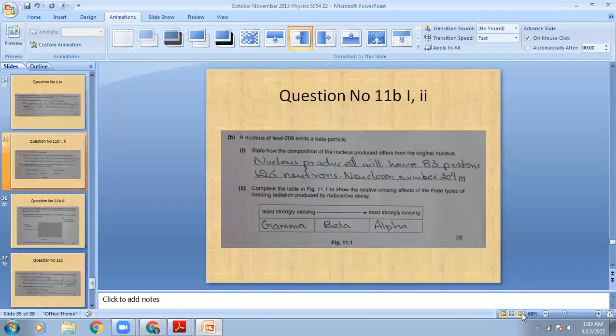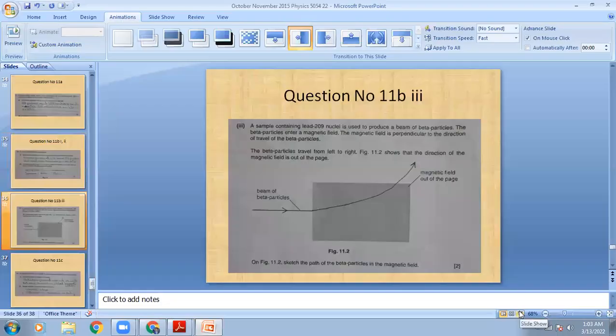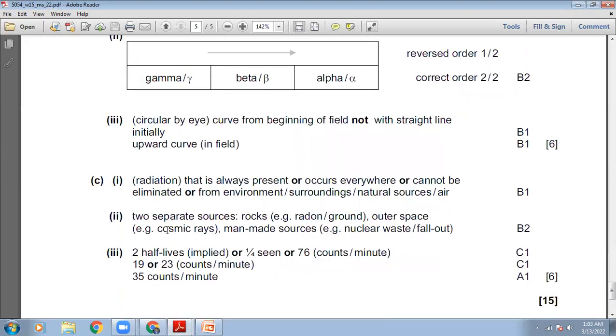the beta particles will be bent opposite to that direction. So by using the left hand rule, I can tell you that the beam of beta particles will be deflected towards the top of the screen. So that's how you will write that, how you will do that. Okay. So let's have a look at the marking scheme.